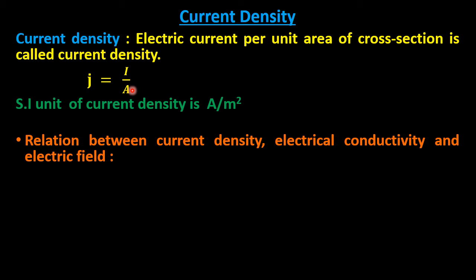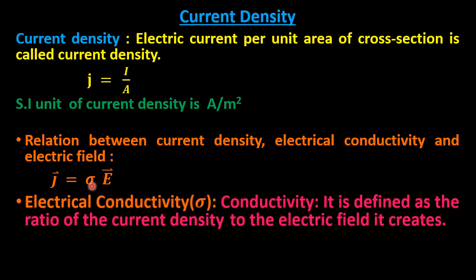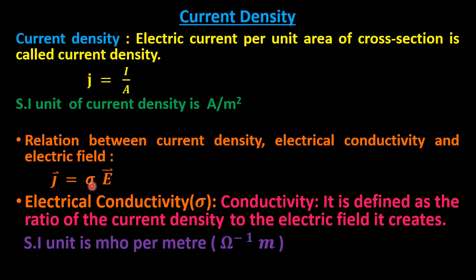Now we write the relation between current density J, electrical conductivity represented by sigma, and electric field E. The relation between them is given by J equals sigma E. And this electrical conductivity is defined as the ratio of the current density to the electric field it creates. And the SI unit of conductivity is mho per meter.